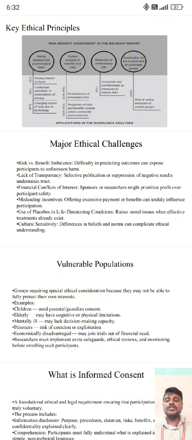Next, we have challenges in informed consent. Challenges in informed consent are mostly related to the comprehensibility of the information. Participants may have limited education in the concept. Low literacy makes it difficult to read and understand the consent form. There is also emergency research, where there is no time to obtain full consent.